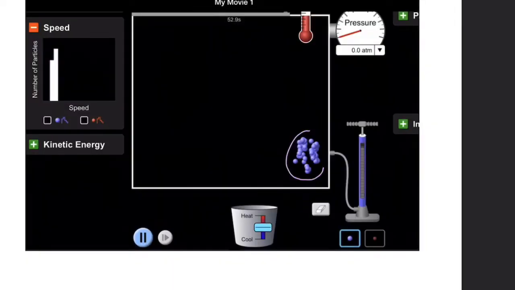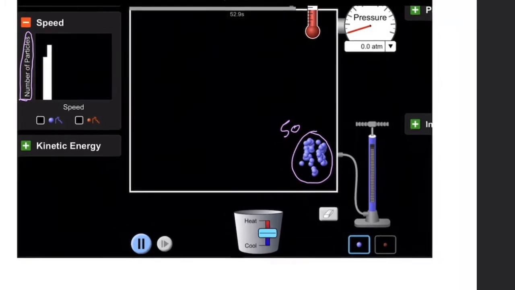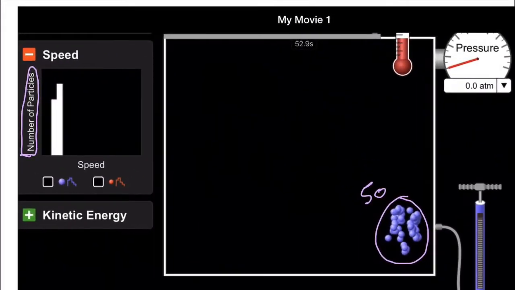The number of particles squirted in, about 50 particles, is always going to be shown to us in this graph, but not on an axis of number of particles. What we're looking at on this graph, called a Maxwell distribution, is the number of particles and the speed that the particles are moving at. So the area of this graph will always have to represent the number of particles in our sample. In this case, that would be 50.